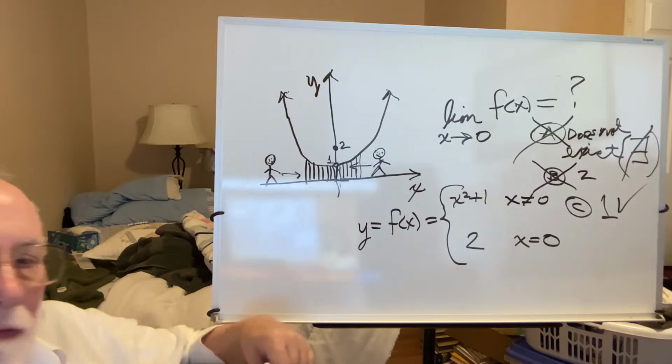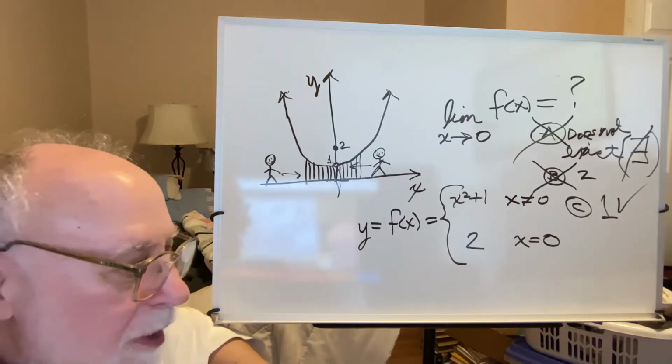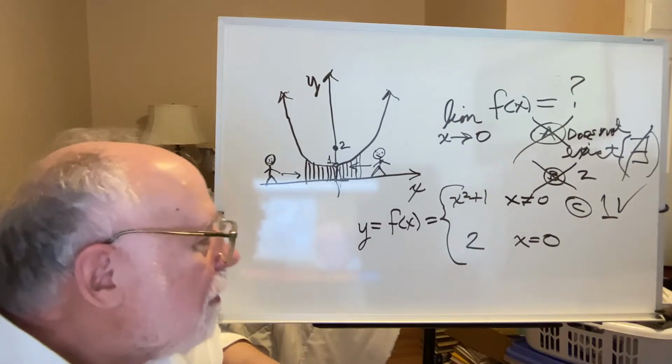Now, if you chose A or B, it means you don't really understand what limits are, okay?